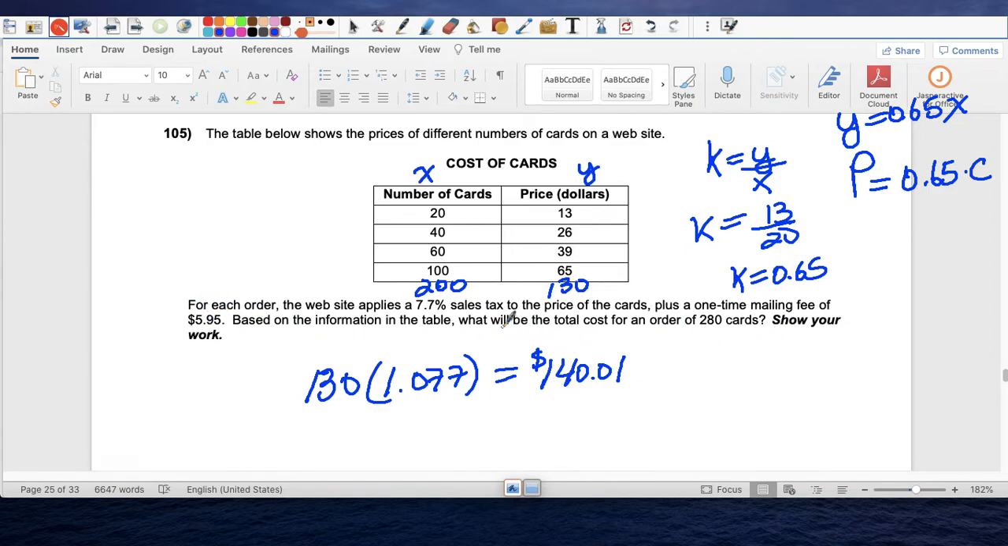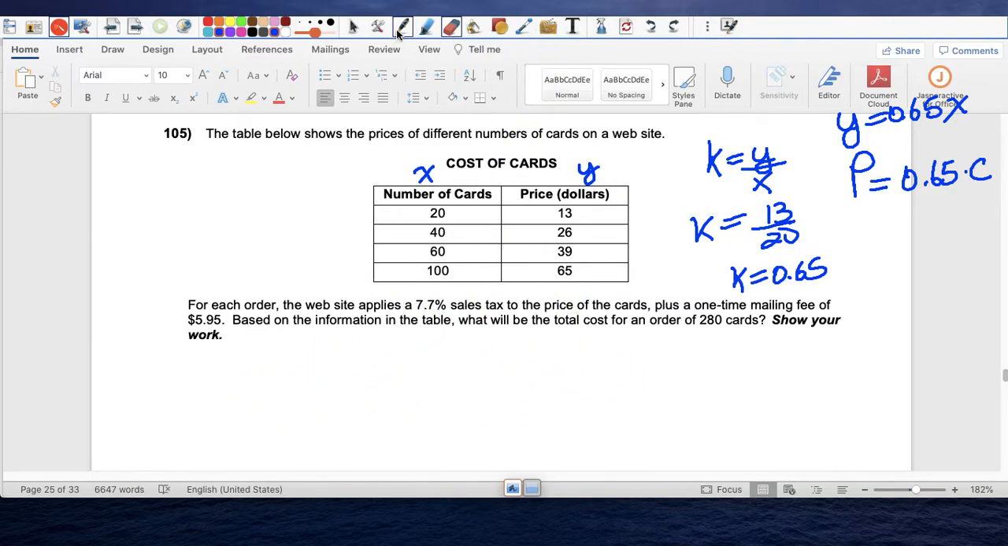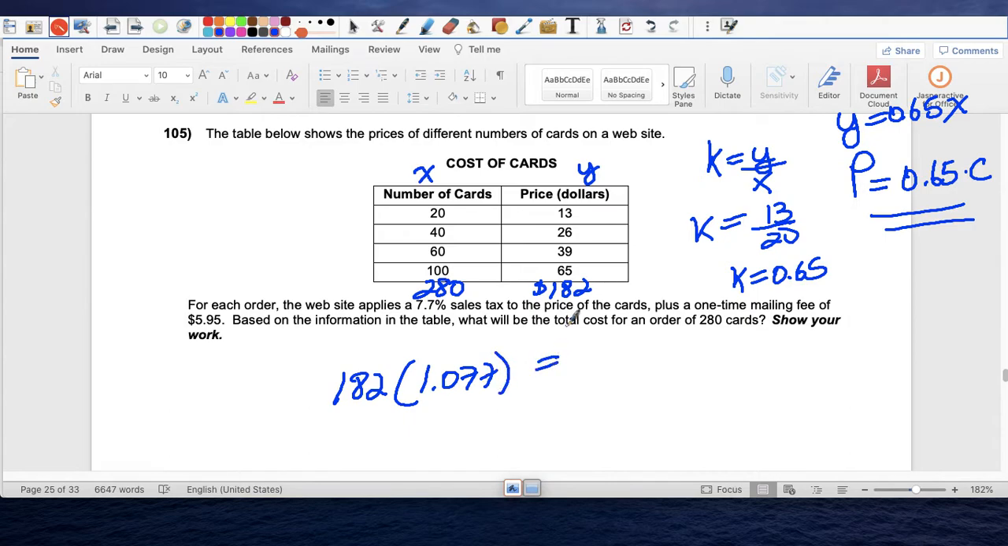Oh my God. Sorry. So ignore everything I just talked about. Not 200 cards, 280 cards. So 280 cards, again, multiplied by 65 cents. And we got $182 there. Okay. I actually needed that after all. $182 times the tax, 1.07. 182 times 1.07 equals, so the price of the cards with the tax is $194.74.